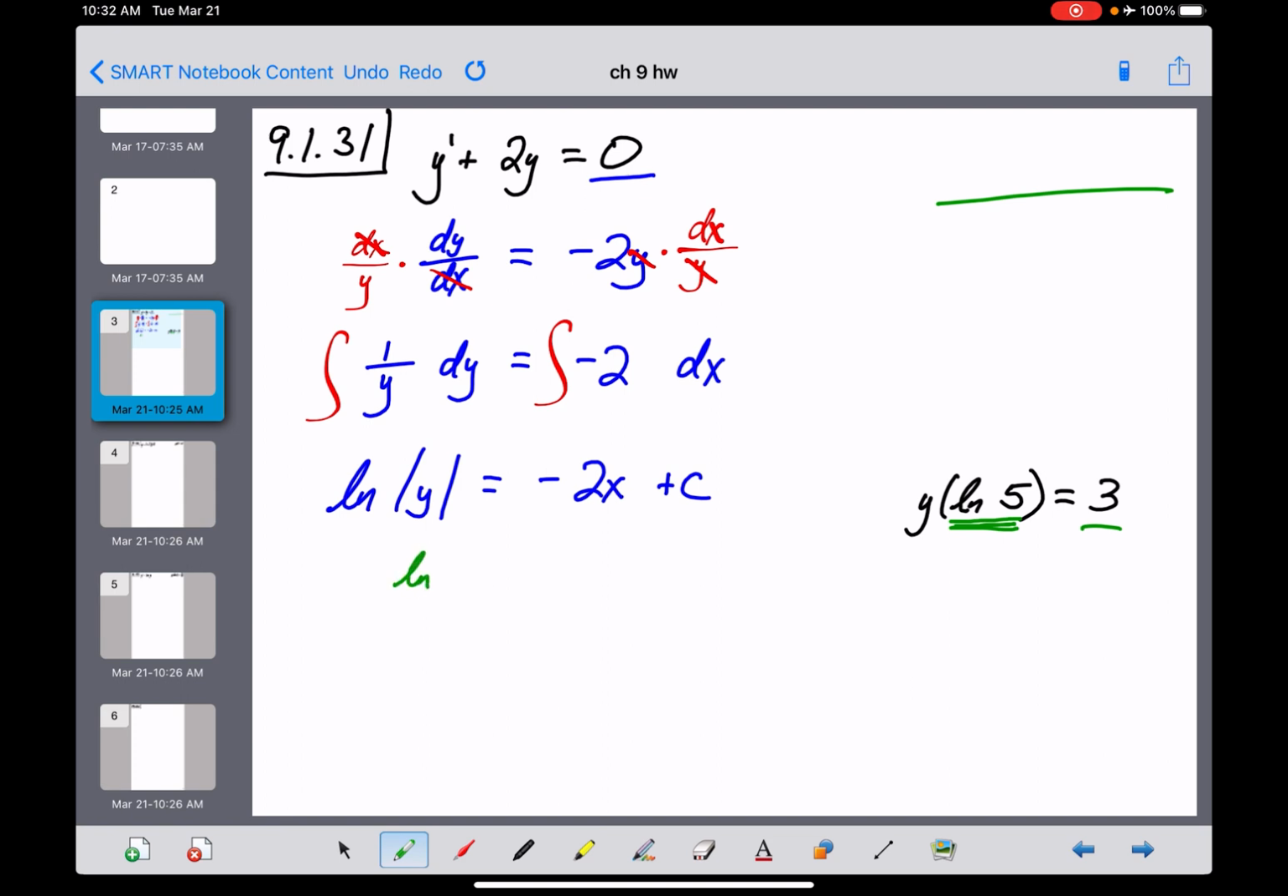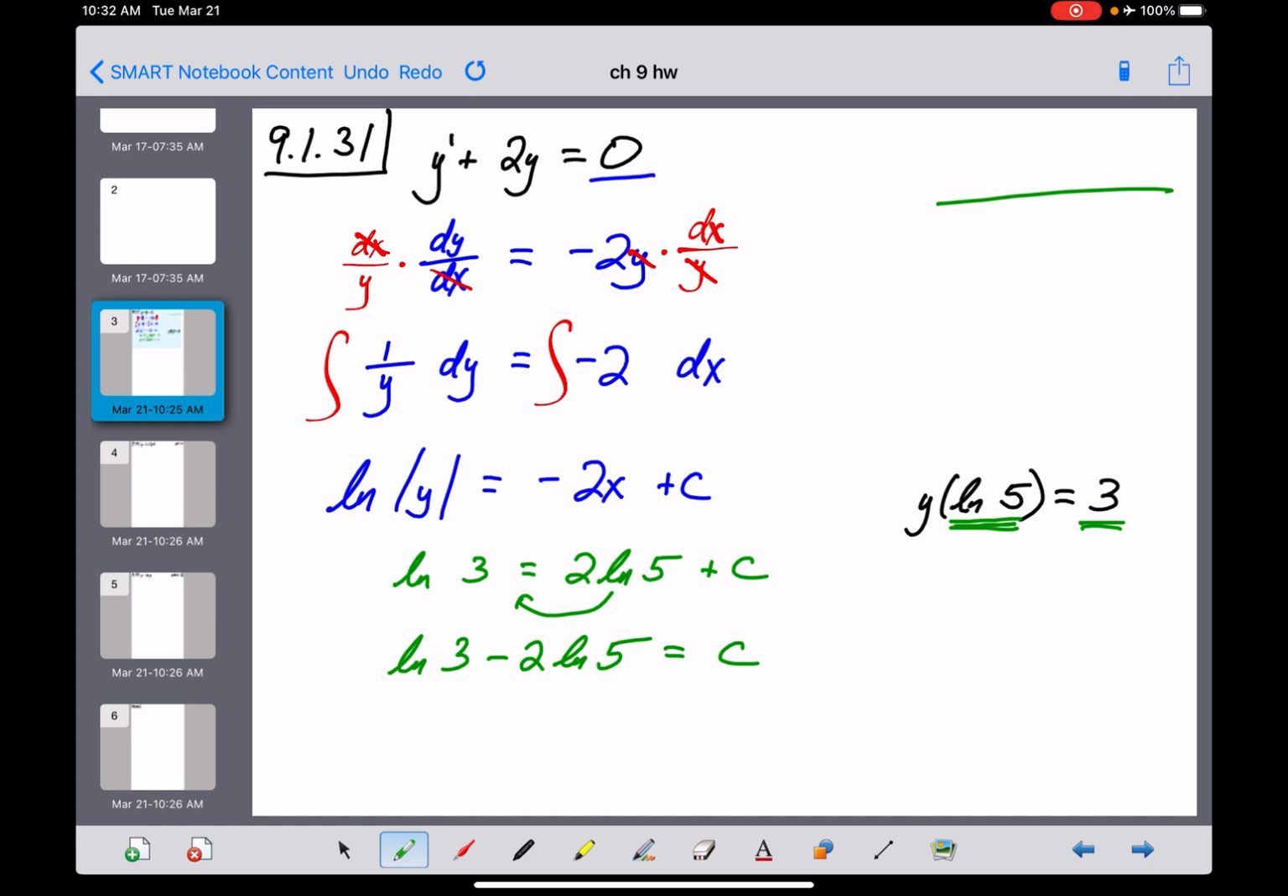This is going to become the natural log of our y value, which is 3. And I don't need the absolute value there because the absolute value of 3 is just 3. And that equals 2 times the natural log of 5. Ugh, not real pleasant here, guys. Plus c. So, how are we going to solve for that? Well, I'm going to bring this natural log over to the other side and make this natural log of 3 minus 2 natural log of 5 is equal to c.